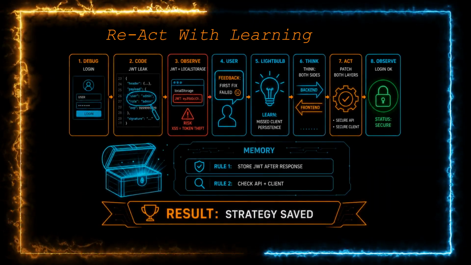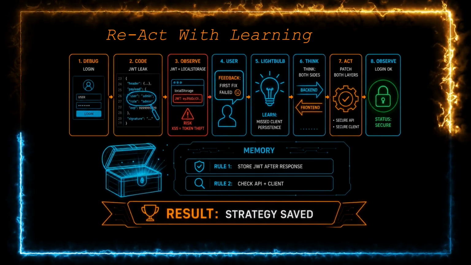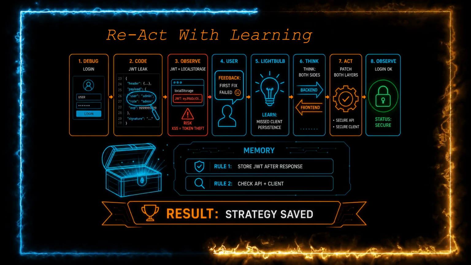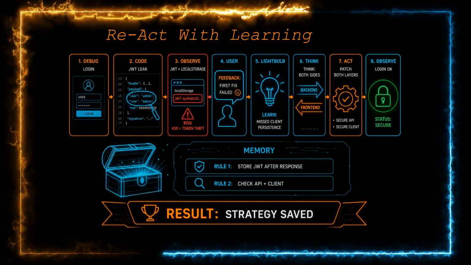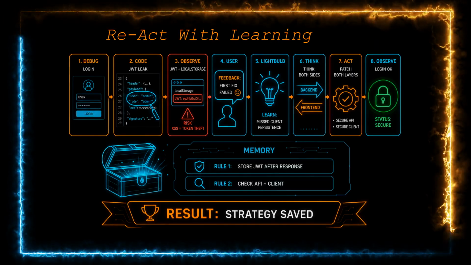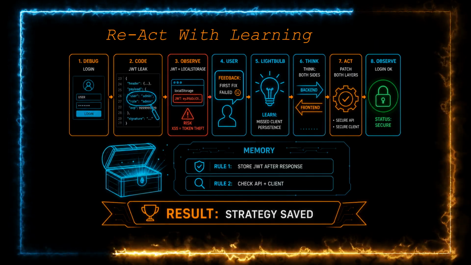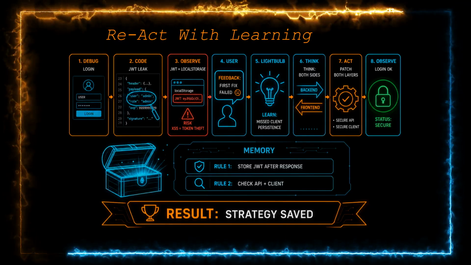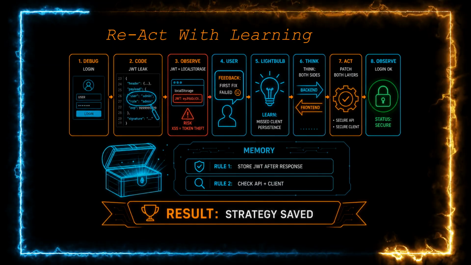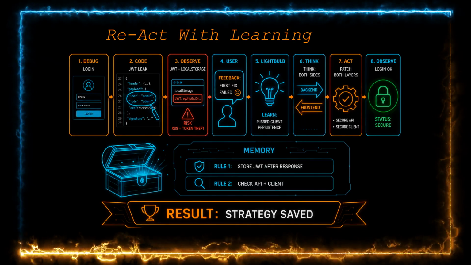Example: fix my API login bug. Think: I need to debug login failure. Act: inspect authentication code. Observe: JWT token is not being saved correctly in local storage. Feedback: user reports previous fix attempt did not work. Learn: previous approach missed token persistence step in client-side logic.